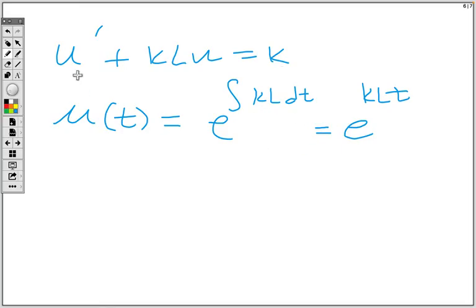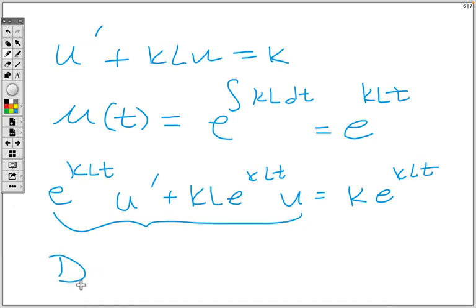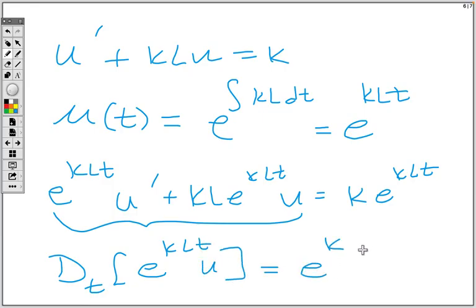All right. So now we're going to multiply this through here, e to the k lt u prime plus kl e to the k lt u is equal to k e to the k lt. And the left-hand side, sure enough, is the exact differential of e to the k lt u, equal to k e to the k lt.